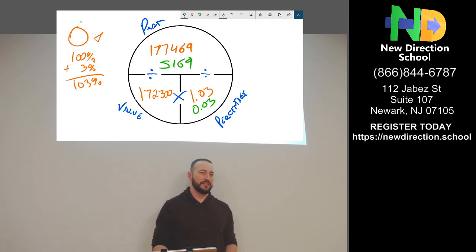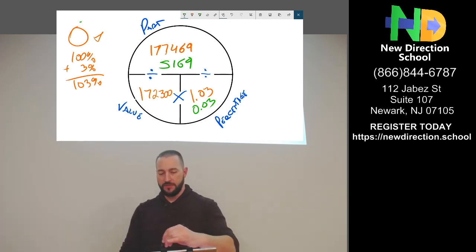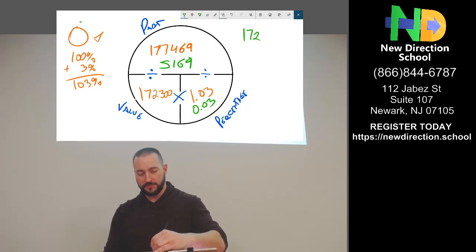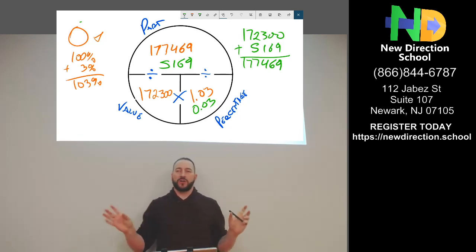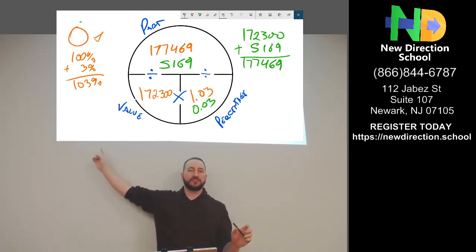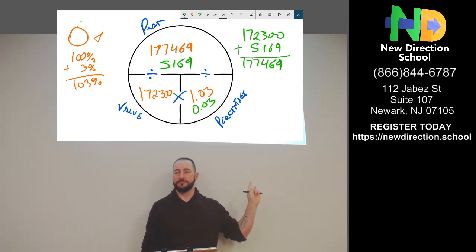But they're not asking how much it increased in value. If the question was how much it increased, well, 5,169. They're asking what's the current market value. So if you got to this number, you now would have to go 172,300 plus 5,169, which is 177,469. All right? So all I'm trying to show you, simple way, hard way.